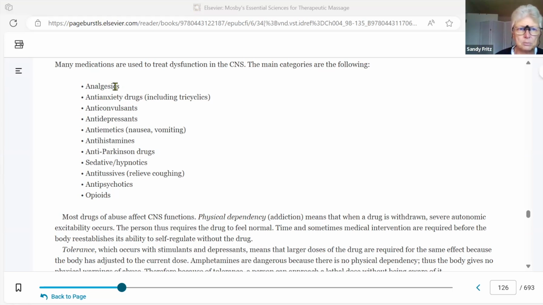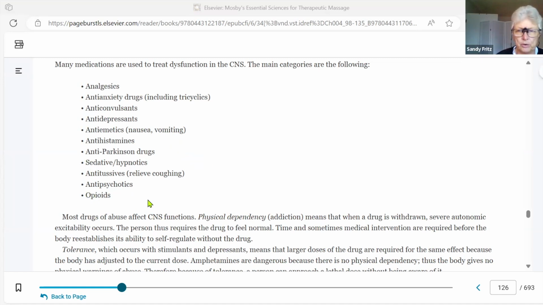So analgesics work against pain, anti-anxiety works, obviously, to reduce anxiety. And if it says anti here, it's trying to stop it or down regulate it. Then you have your sedatives and your antipsychotics.